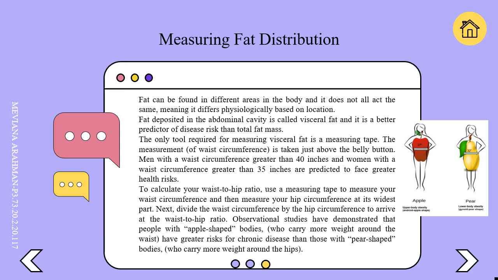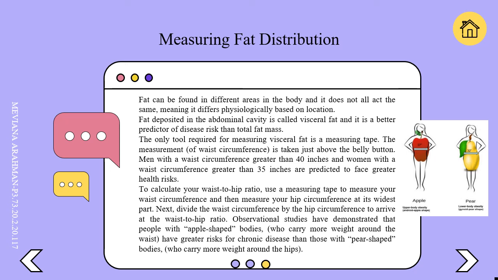The measurement of waist circumference is taken just above the belly button. Men with a waist circumference greater than 40 inches and women with a waist circumference greater than 35 inches are predicted to face greater health risks.